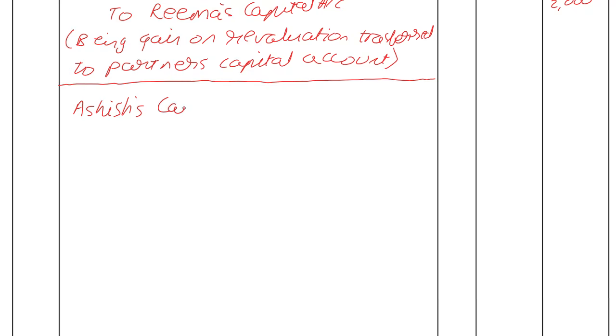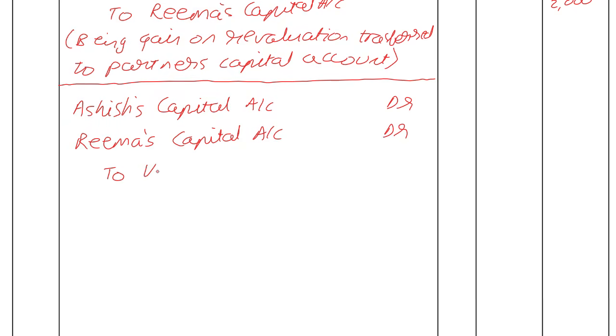Ashish's capital account debit. Reema's capital account debit to Vinit's capital account. And we have 12,000, 12,000, 24,000.